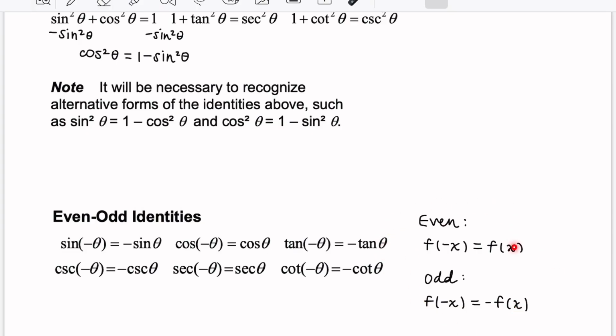Now, with this, we can see that our trig functions are also going to be even or odd functions. We see that sine here is going to be an odd function, cosine here is going to be an even function, and tangent here is going to be an odd function. And similarly, we have the reciprocals here are going to be odd, even, and odd here.